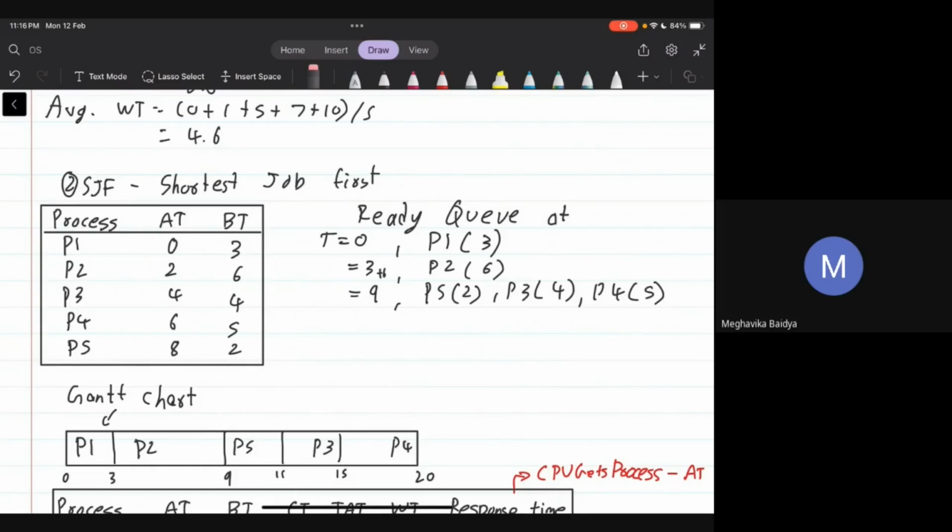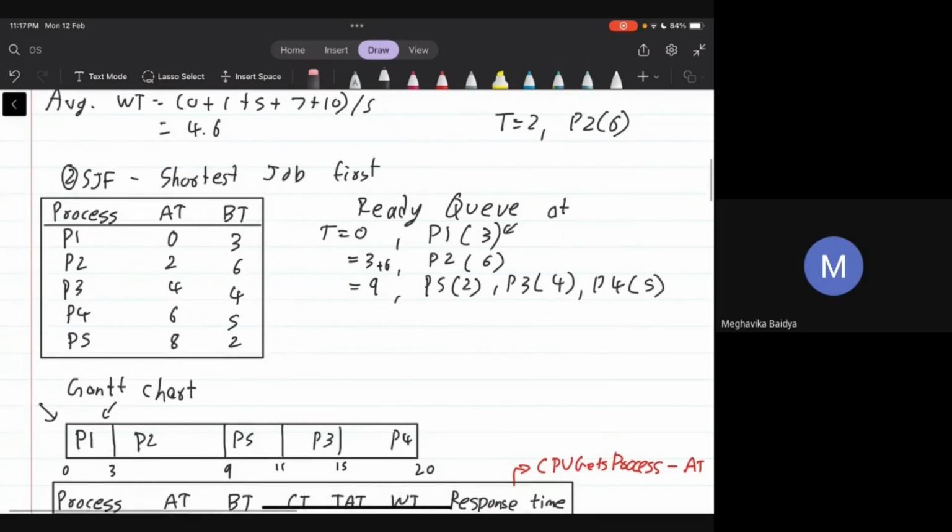But one thing I didn't understand is that you considered t equals 0, then you considered t equals 3, but the arrival time of P2 is t equals 2. Then why did you consider 3? Because the burst time of P1 is 3, right? At t equals 2, you will get P2 of 6, but if you see in the Gantt chart, at t equals 2, P1 is still executing. So it's meaningless. Okay, understood.